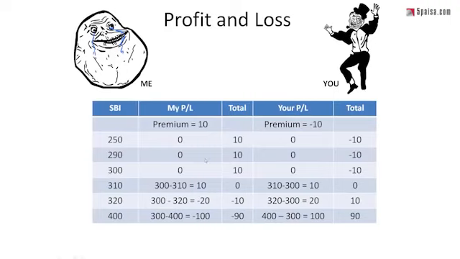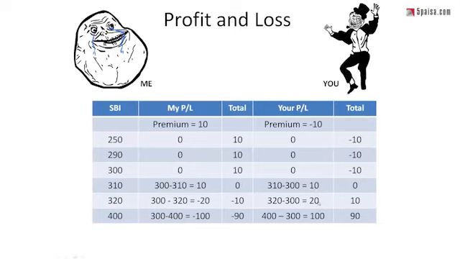At 290, same thing. Below 300, it's just the premium exchange. I make 10, you lose 10. At 300 also, it's the same thing. Premium exchange. I make 10, you lose 10. At 310, there is this difference which comes in. You make 310 minus 300, which is 10, 1 rupee for every rupee above 300. But you lose the premium, so net 0.